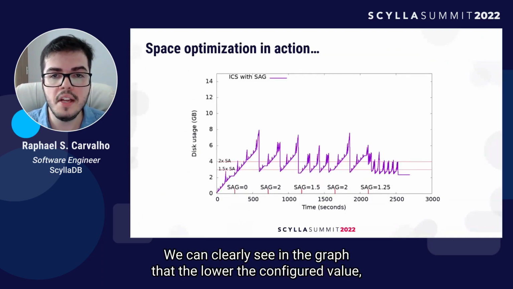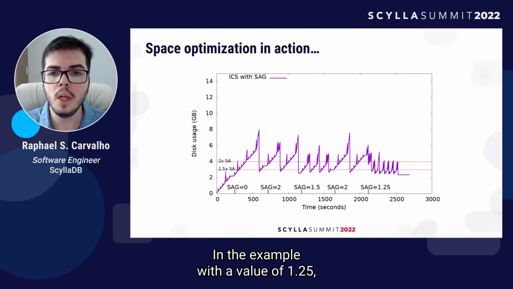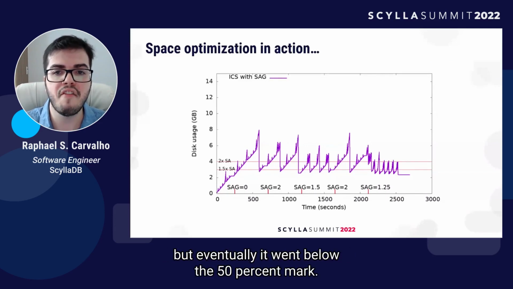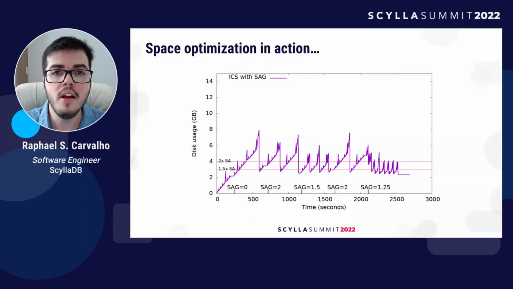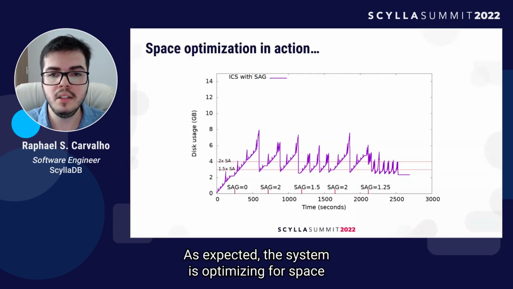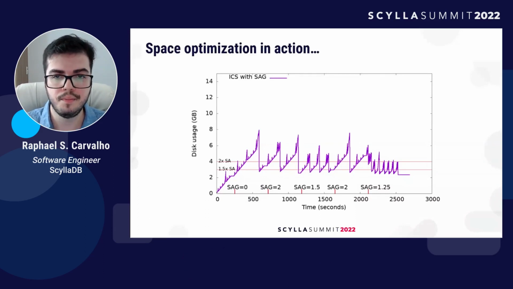We can clearly see in the graph that the lower the configured value, the lower the disk usage will be. In the example with a value of 1.25, the space amplification reached a maximum of 100%, but eventually it went below the 50% mark. If the system isn't under heavy write load, the space amplification will meet the goal faster. As expected, the system is optimizing for space once performance objectives are achieved.